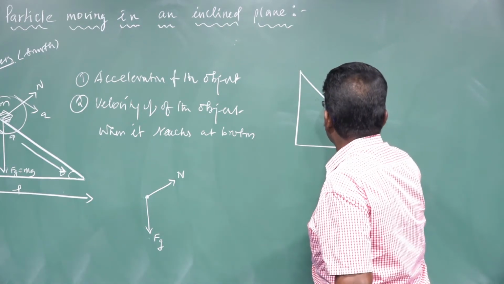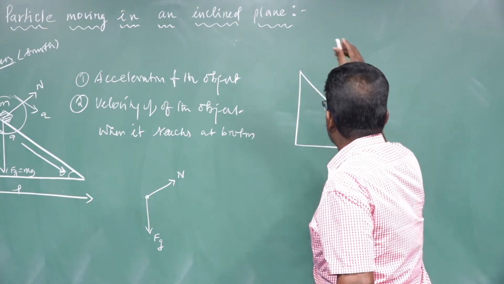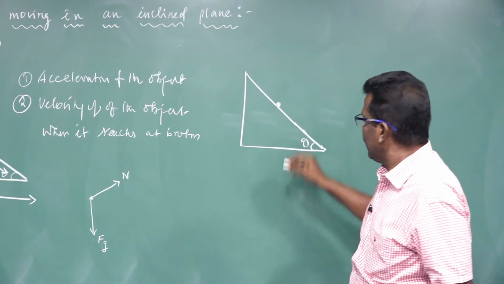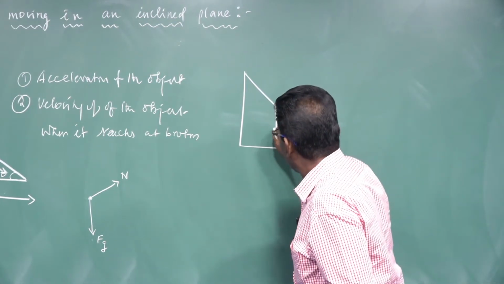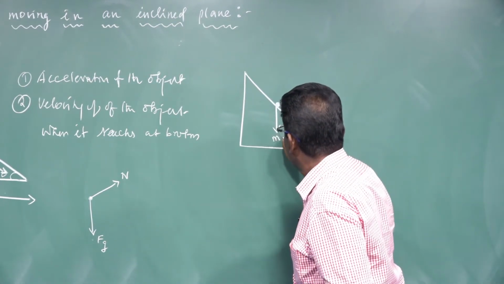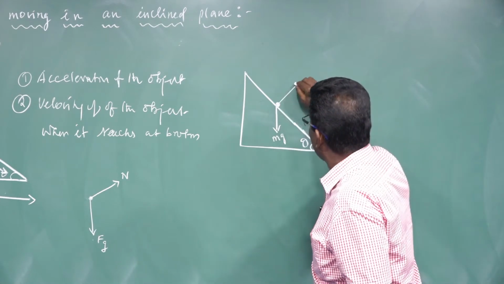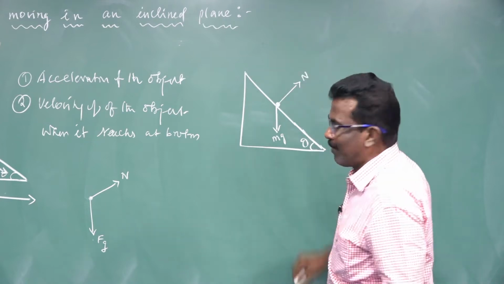This is the point mass on an incline, in the surface, which is very smooth. One of the forces acting downwards is mg, the force due to gravitation. Another force acting is the normal force, called the normal reaction force.